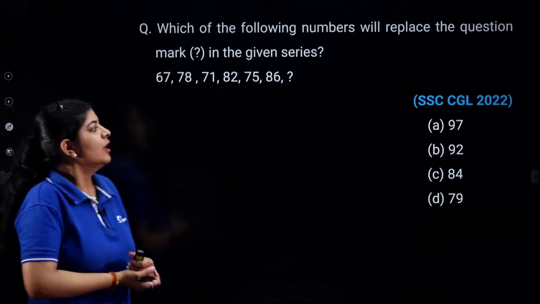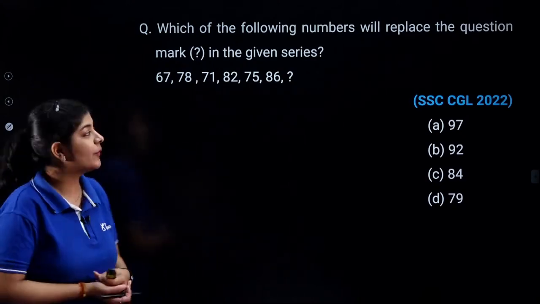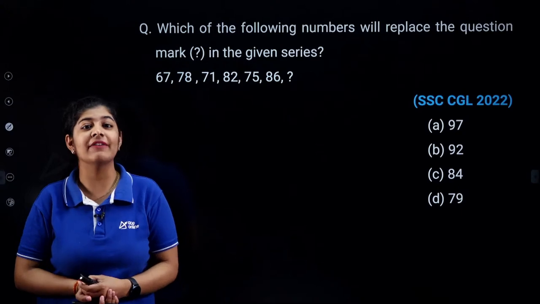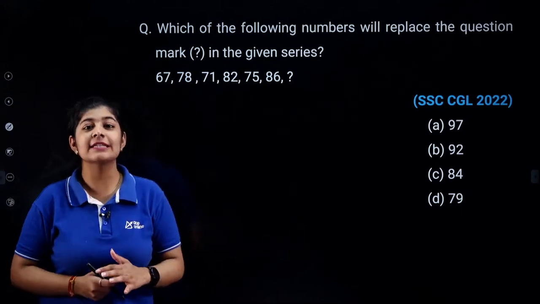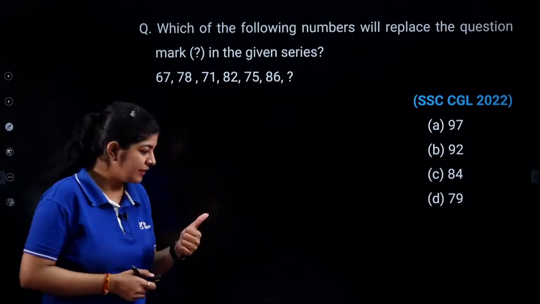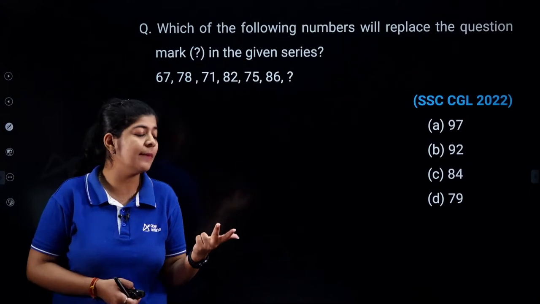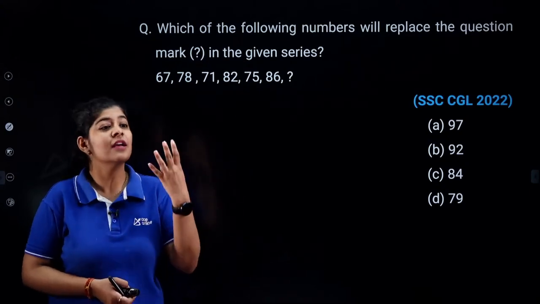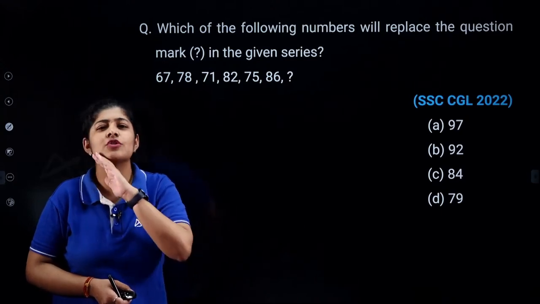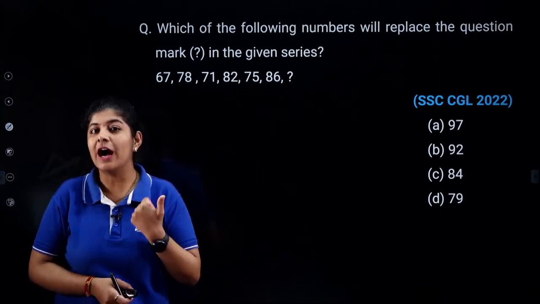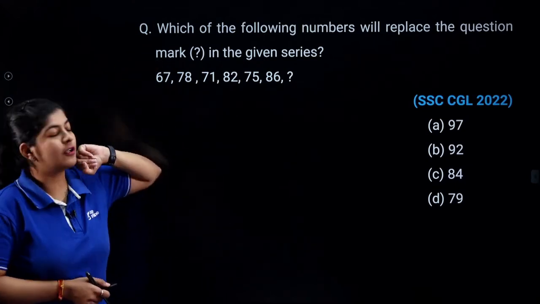Okay. So again this question is from the SSC CGL 2022, and here we are having a number series. Whenever we have a number series, there are so many possibilities: whether they are asking with some relation to prime numbers, odd numbers, even numbers, squares, square roots, cubes, cube roots, some mathematical operation, and many other things. But how do we identify this? Okay, let's see this particular question.